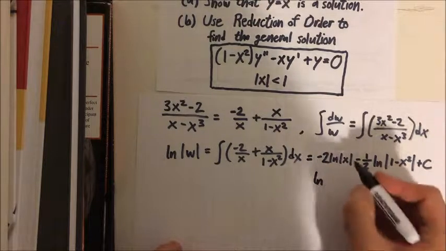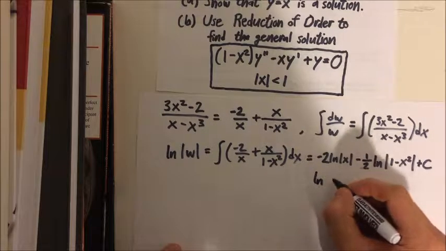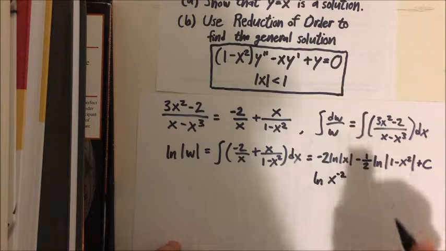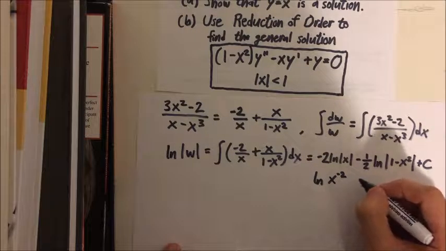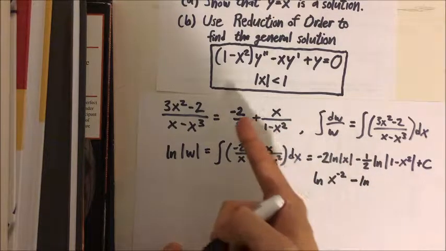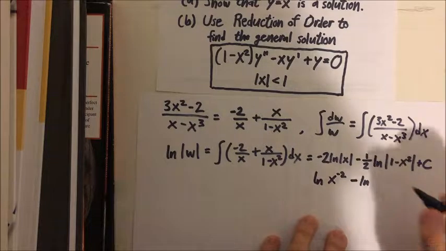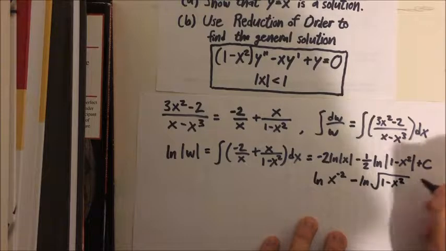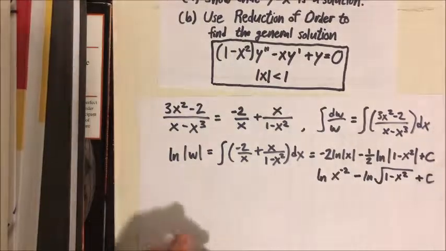ln of, well, using the rules of logarithms, you can take this power up there and we get ln of x to the negative 2. The absolute value disappears because when you square, it will be positive anyway. And then minus ln of, again, we take this to be positive using our assumption. So when we raise that to the power of a half, we take the square root essentially. Plus c. So now let's proceed.